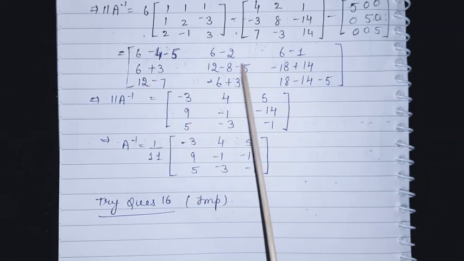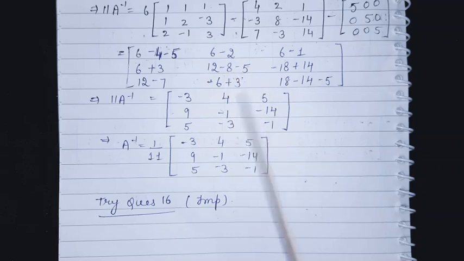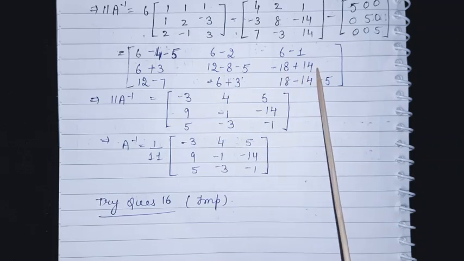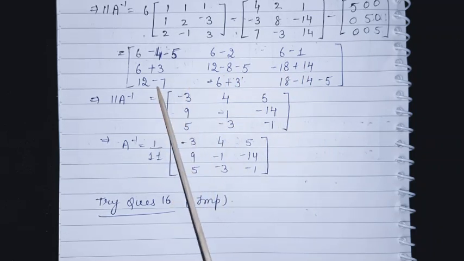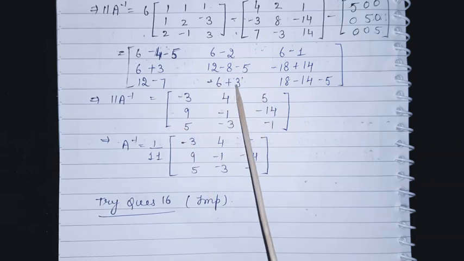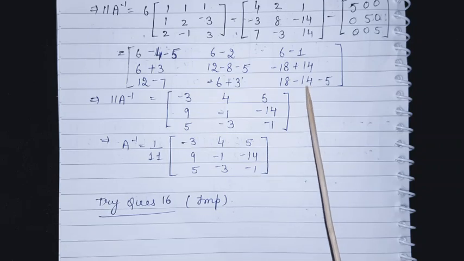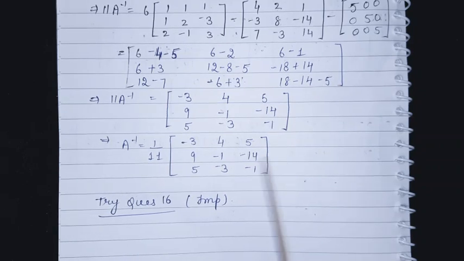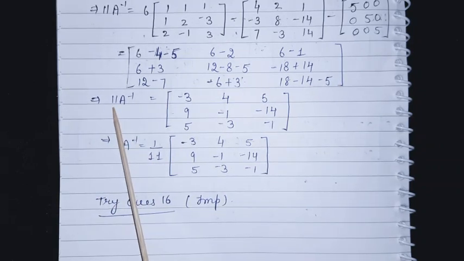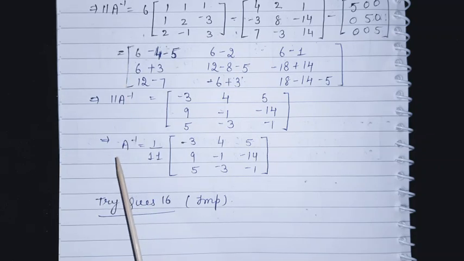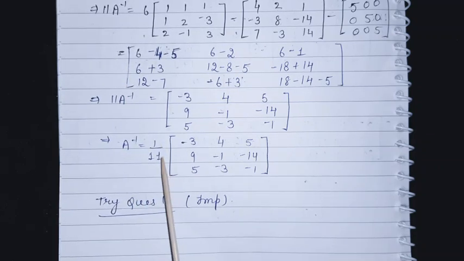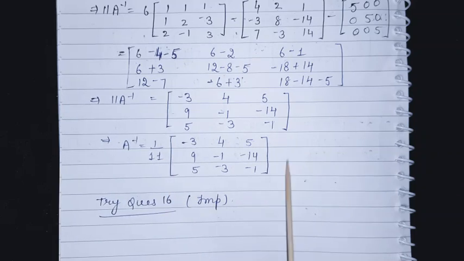6 plus 3, 9, then 12 minus 8 minus 5 is minus 1, minus 18 plus 14 is minus 4, 12 minus 7 is 5, minus 6 plus 3 is minus 3, 18 minus 14 is 4, minus 5 is minus 1. So this is the value of 11 times of A inverse. So let's transpose this scalar 11 also. So your A inverse will be nothing but 1 upon 11 times of this matrix.